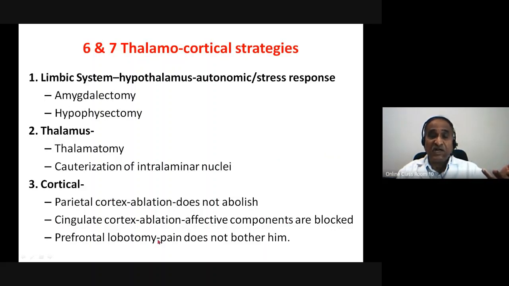The same thing happens with the prefrontal lobotomy. It was practiced earlier, where for chronic intractable pains the prefrontal lobotomy was performed to relieve pain. Because the person who undergoes chronic pain only knows what pain is about. So now, when you cut this, what happens? He perceives pain, but he does not bother about it. So a prefrontal lobotomy does not abolish the pain, but the botheration associated with the pain is lost. That is what the thalamocortical projections do.